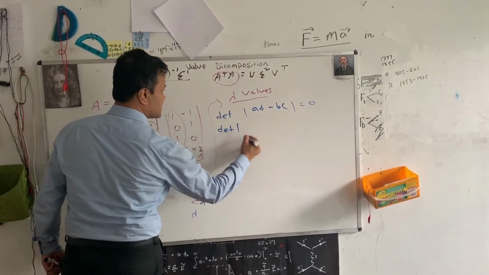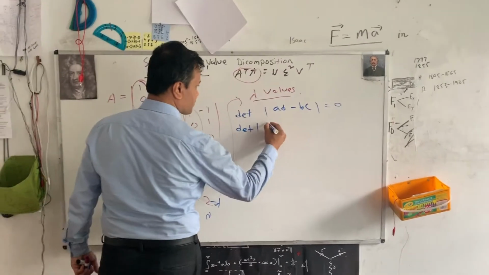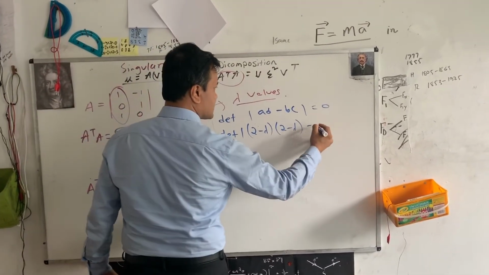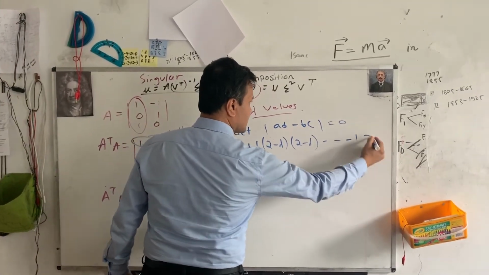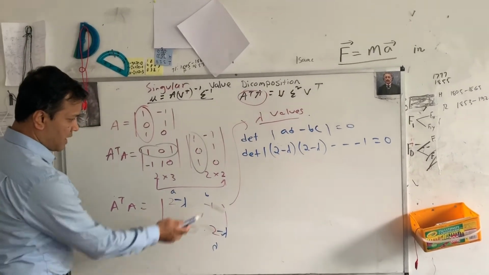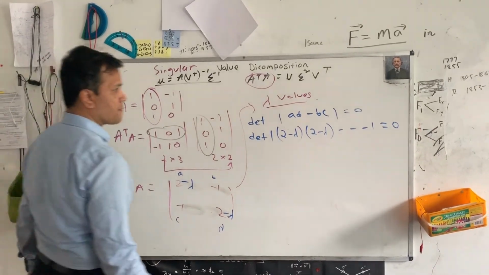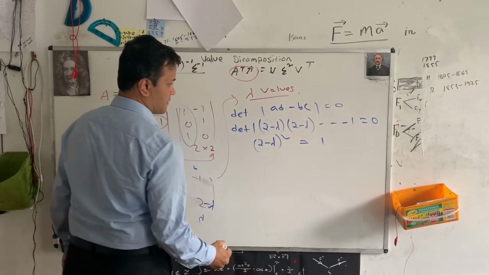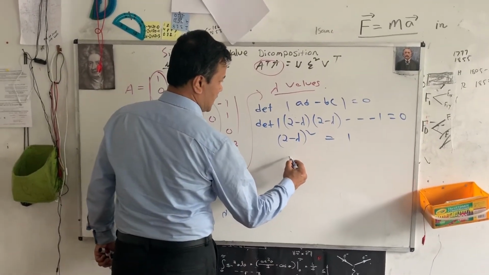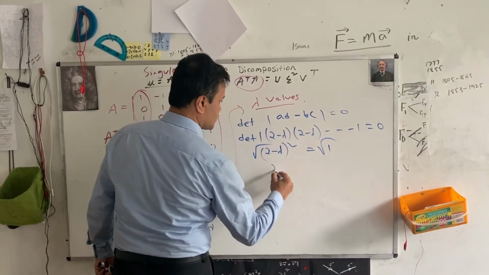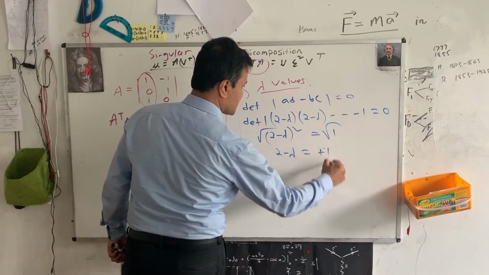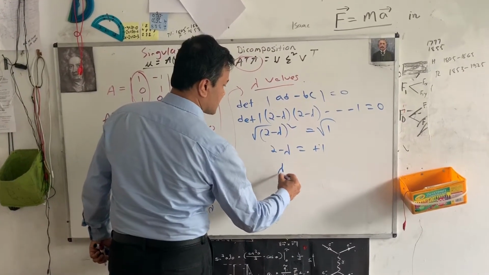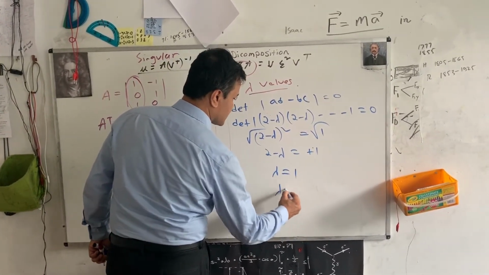Alright, the determinant AD minus BC is equal to 0. So AD is (2 minus lambda)(2 minus lambda) minus 1 is equal to 0. So (2 minus lambda) squared is equal to 1. Then square root both sides, so 2 minus lambda is equal to plus or minus 1. So lambda is equal to 1 and lambda is equal to 3.